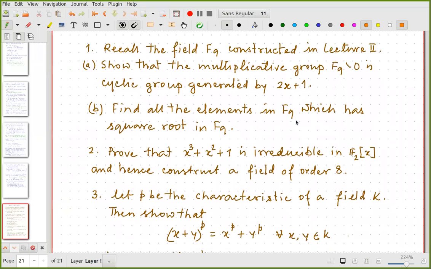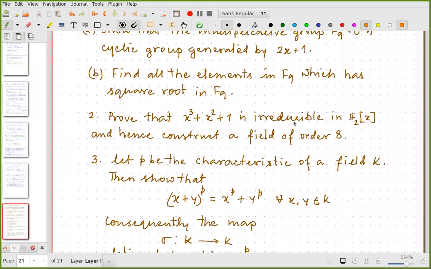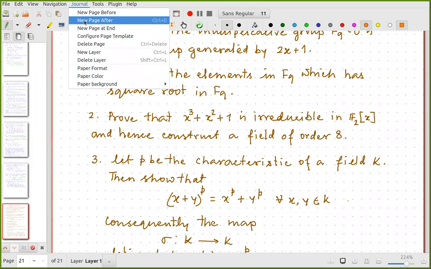And so is the other one. This wants you to find all the elements which have a square root. That's also simple because you just take squares of every element, and whatever you get has a square root. Let me write a few lines of what I am saying.